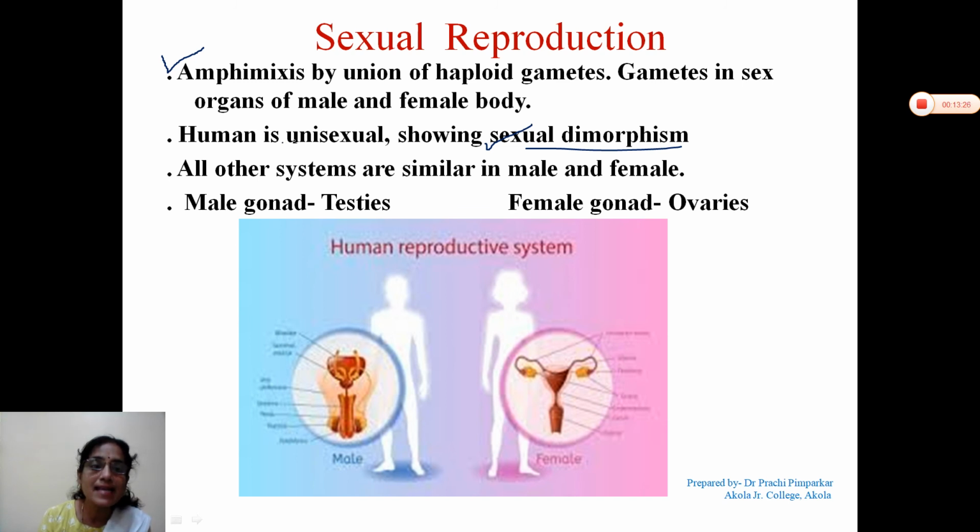Either male sex or female sex is present in a human. So he is called unisexual. And this reproductive system handles the formation of gametes and the union of gametes.